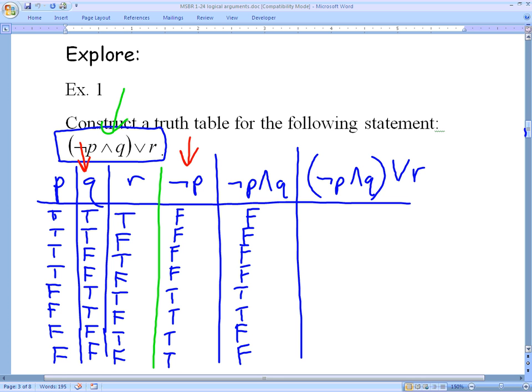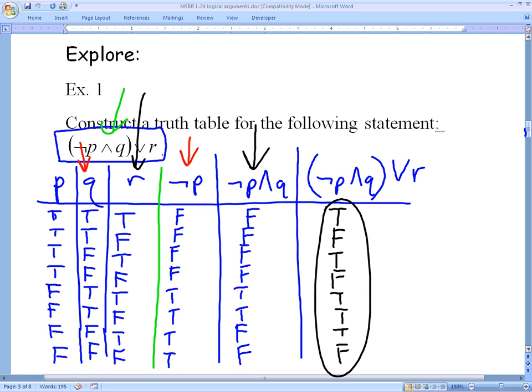Now we're comparing everything in the parentheses here, the not P and Q, and we're comparing that with column R, which was right over here. So we're comparing it with an OR. In order for OR to be true, all I need is 1 true, 1 or more. And the first one has that. The second one does not. Then yes, and then no. Then yes, yes, yes, and no. And so that right there is our final truth column for this.